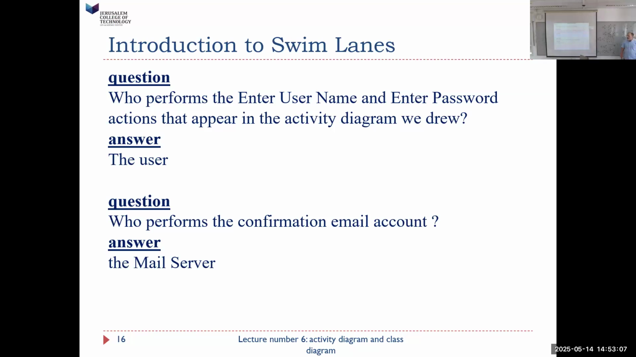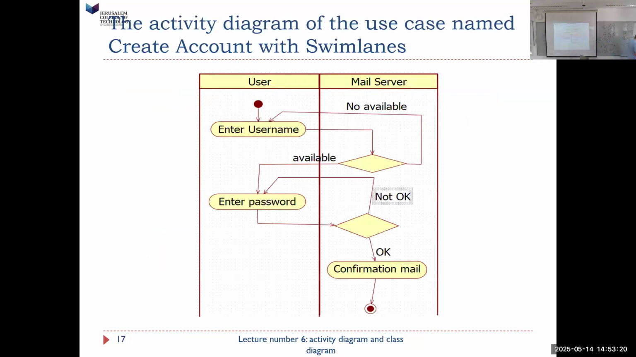Swim lanes are good for answering the question, who performs what action? So the user performs some action. Who performs the confirmation of the email? The mail server. So we might have something like this.